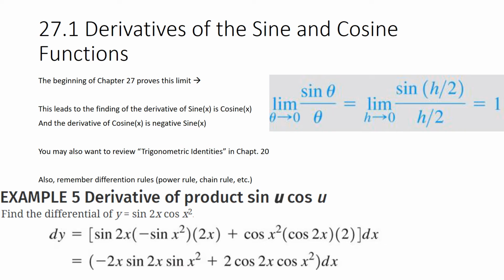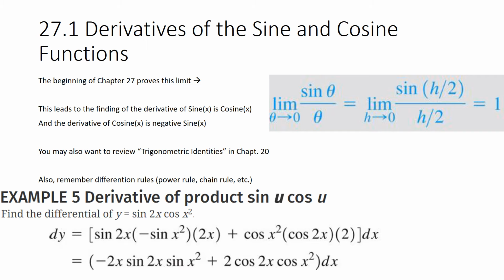Plus the cosine x squared, that's the v, times the derivative of u, and u is sine 2x. So the derivative of u is cosine 2x times the derivative of what's inside the sine 2x, which is 2x. So the derivative is 2. So basically a long equation is u dv plus v du kind of thing, and that gives us dy/dx.